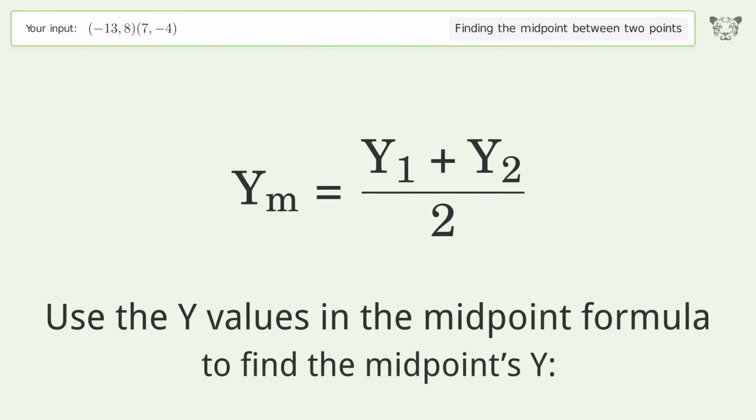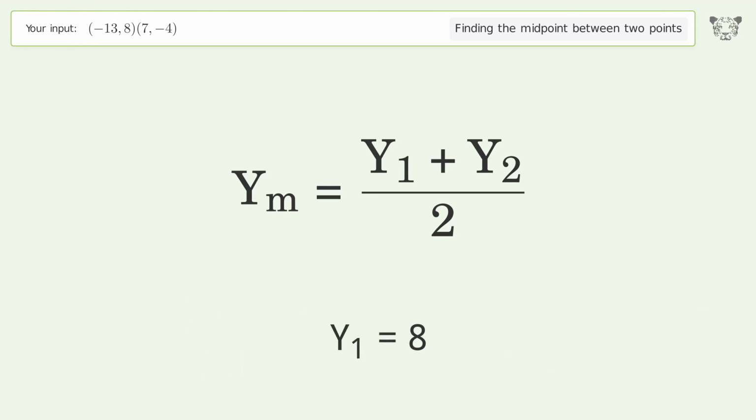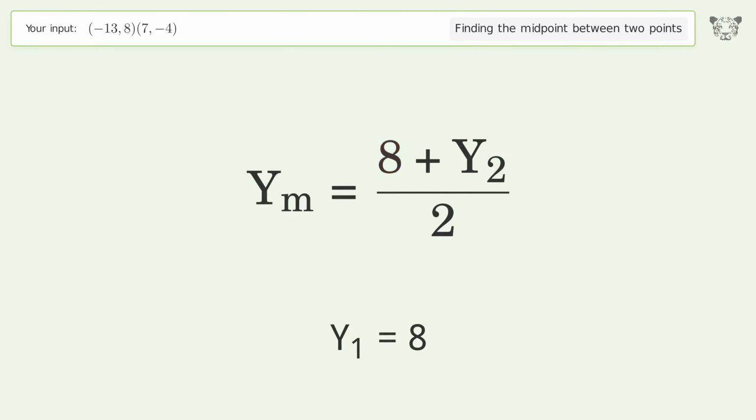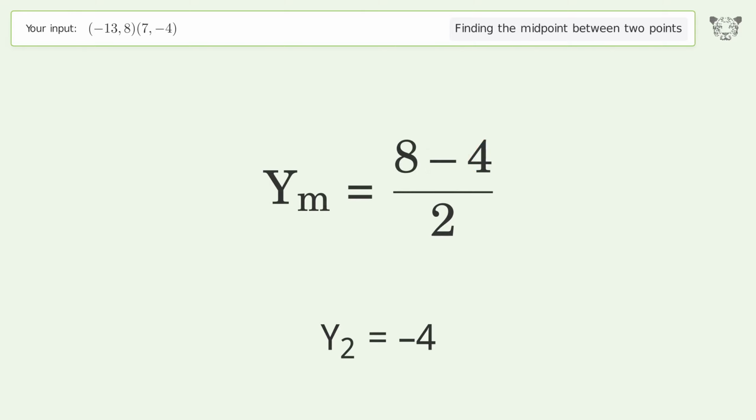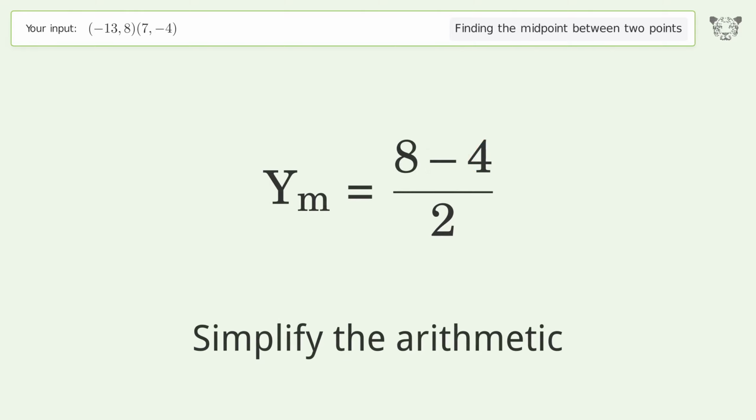Use the y values in the midpoint formula to find the midpoint's y. y1 equals 8. y2 equals -4. Simplify the arithmetic.